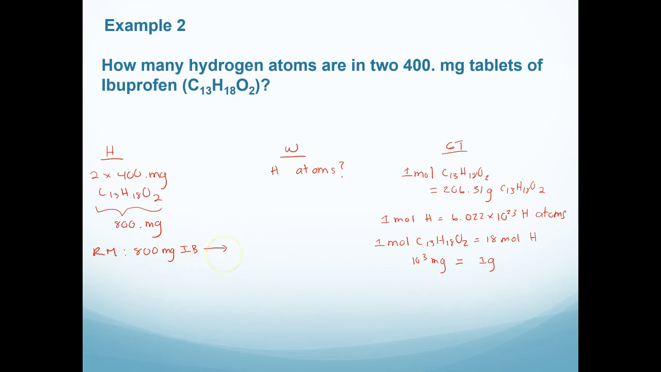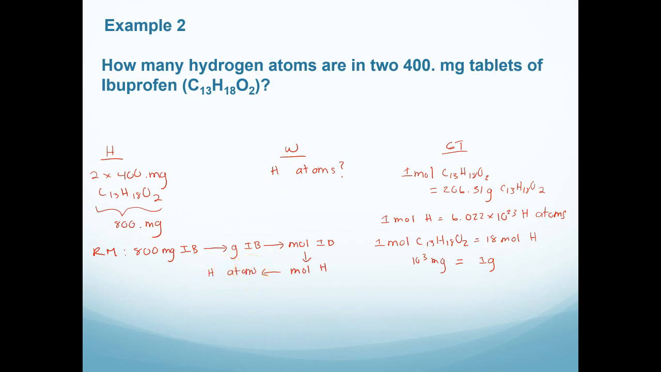Right? From there, if I look at my get there, I can go to grams of ibuprofen. From there, I can go to moles using the molar mass, so I can go to moles of ibuprofen. From there, I can go to moles of hydrogen. So something to keep in mind is that I can't go to tiny little particles of that particular atom or element until I am in moles of that element. So now I can go to H atoms.